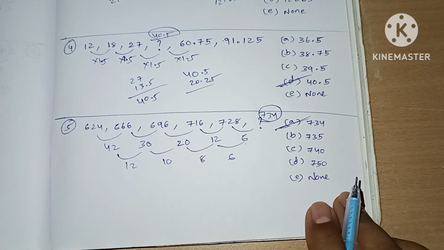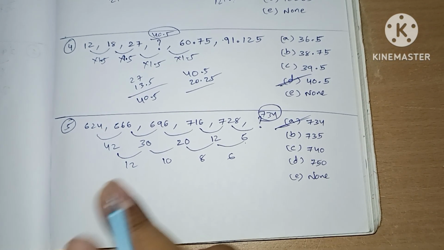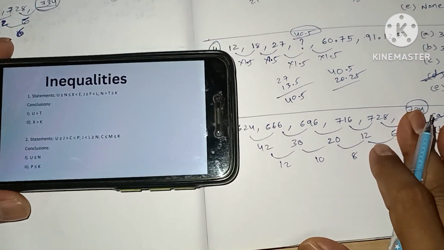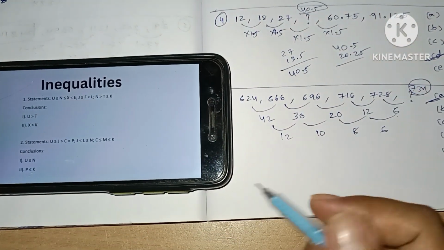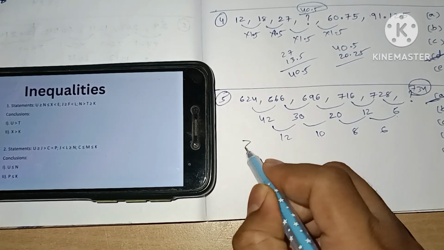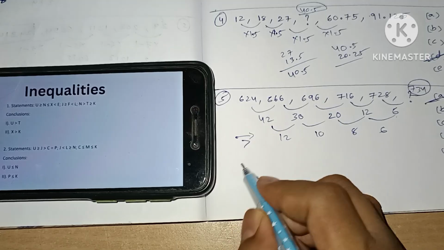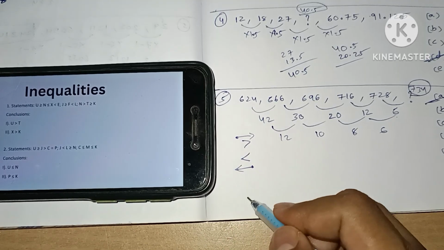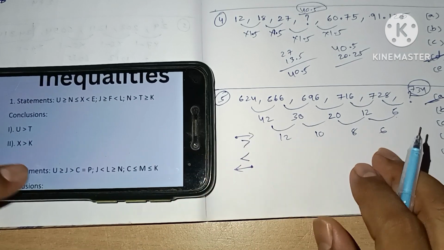Now we are going to see inequalities. Here are the inequalities questions. First, the concept we are using for inequalities is the flow method. If we see a symbol like this, the flow goes from this side to this side. If we see a symbol like this, the flow goes from this side to this side. Let's see with the questions directly.